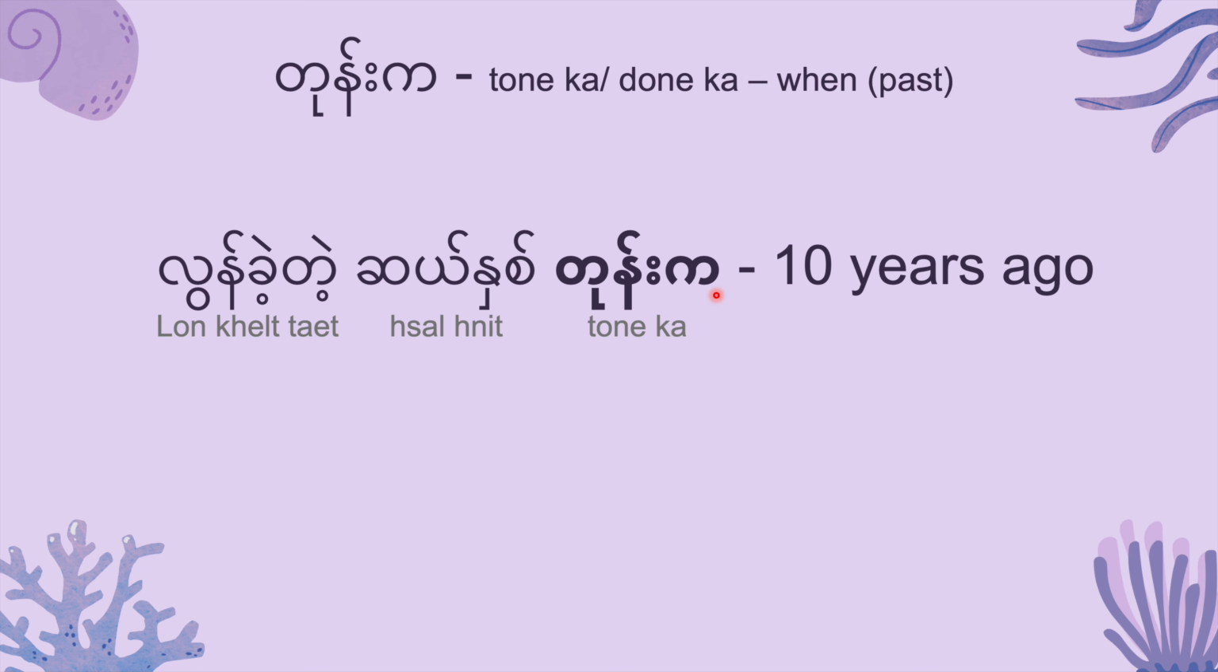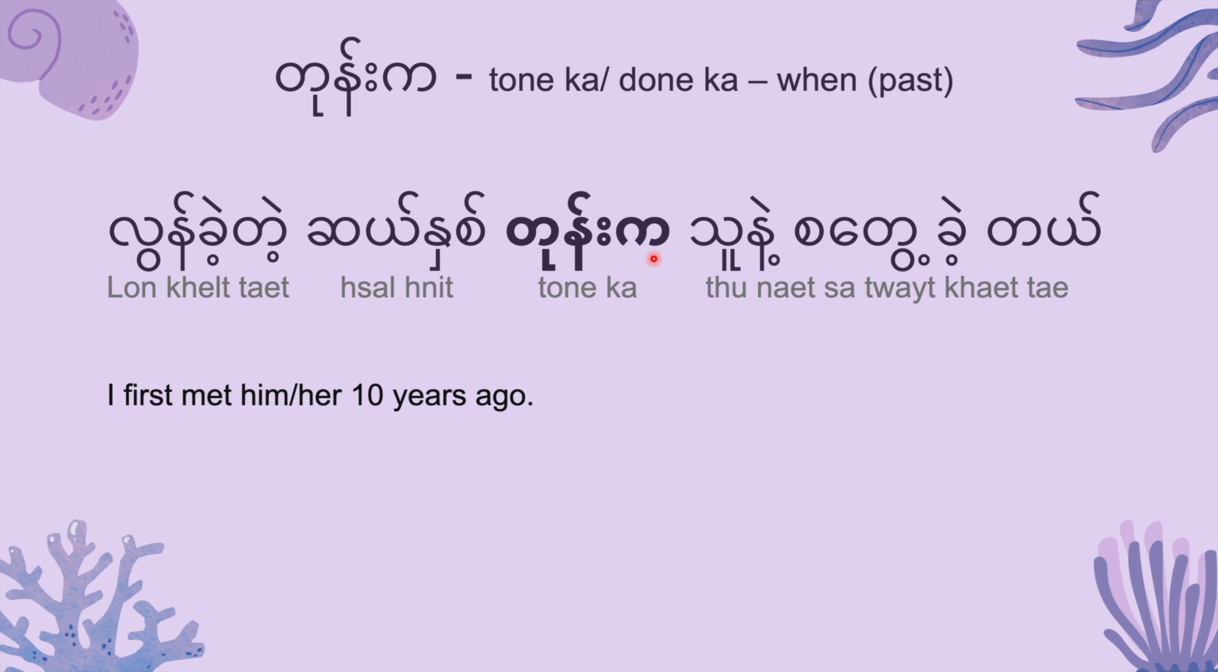လွန်ခဲ့တဲ့10နှစ်တုန်းကသူနဲ့စတွေ့ခဲ့တယ်. သူ means he or she. သူနဲ့ means with him or with her. တွေ့တယ် means to meet. စတယ် means to begin or to start. စတွေ့ခဲ့တယ်, ခဲ့ again is the particle for the past tense. It means I first met him or her 10 years ago.